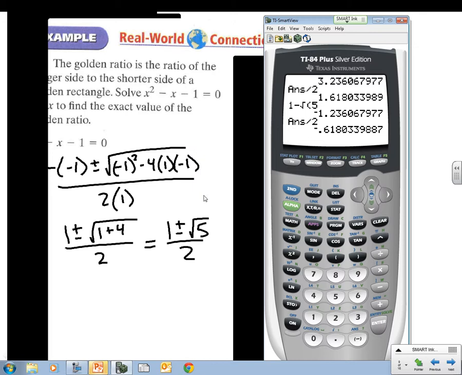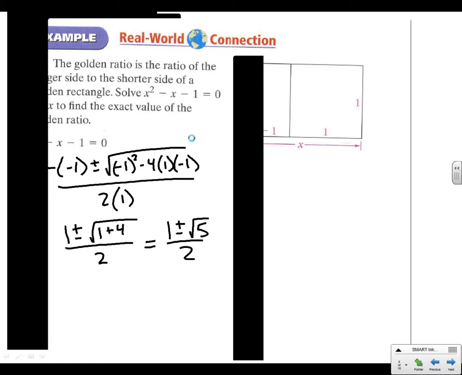The golden ratio needs to be the ratio of a rectangle. You can't have ratios in a rectangle that are negative, because you can't have sides in a rectangle that are negative. So this is our answer: 1.618 is the golden ratio.